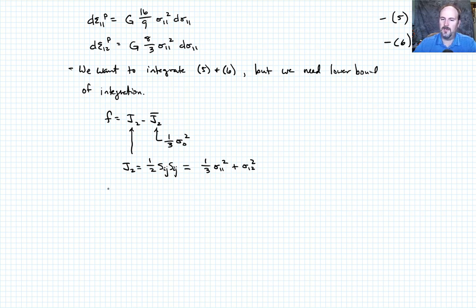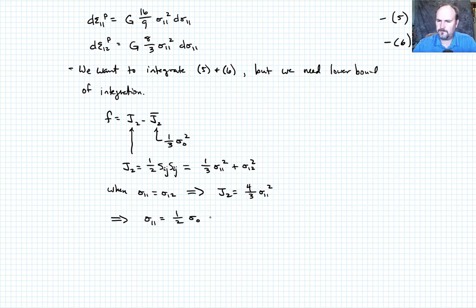In the case when sigma 1,1 is equal to sigma 1,2, then we have that J2 is going to be equal to 4/3 sigma 1,1 squared. And we can go ahead and find out then that equating 4/3 sigma 1,1 squared to 1/3 sigma naught squared, we can find that sigma 1,1 is going to be equal to 1/2 times sigma naught. Okay? So this is our lower bound of integration.